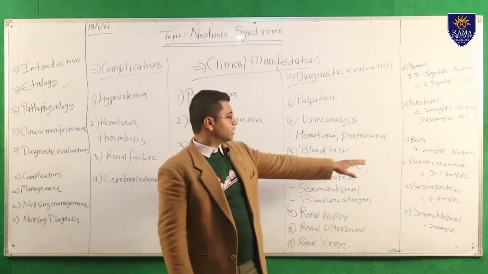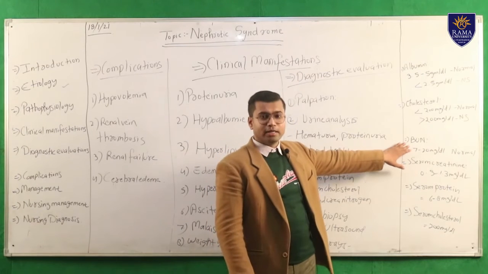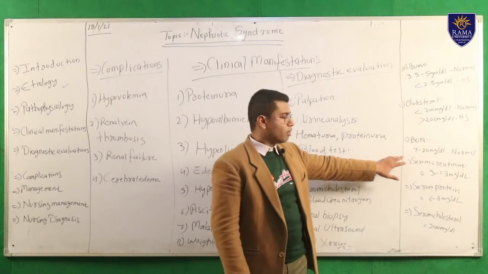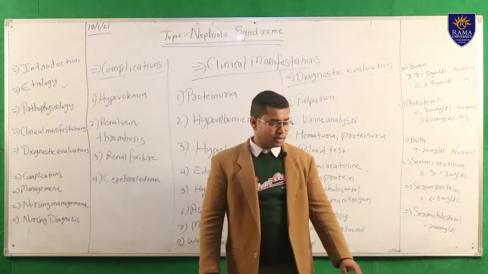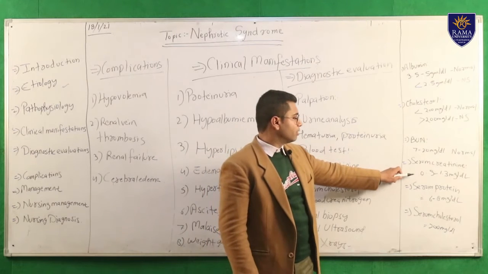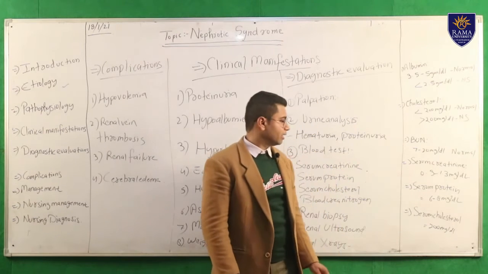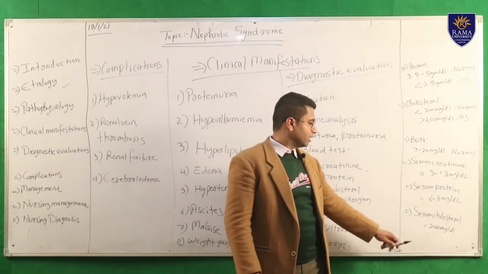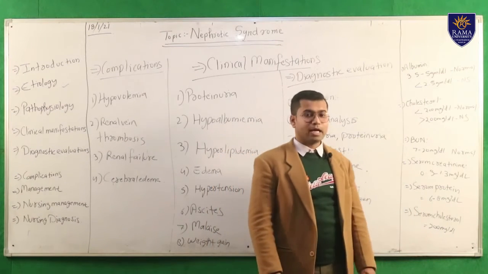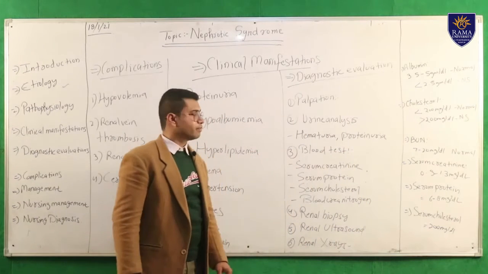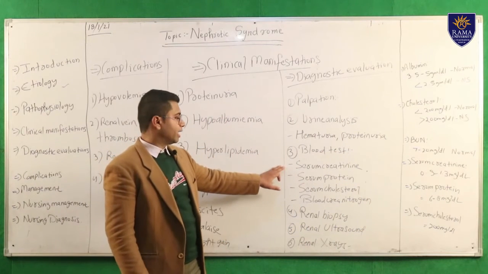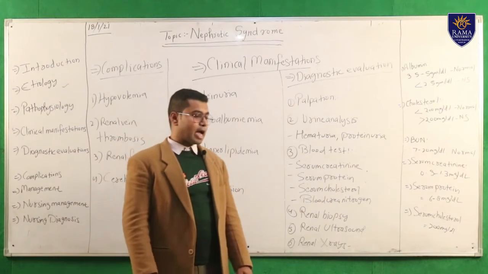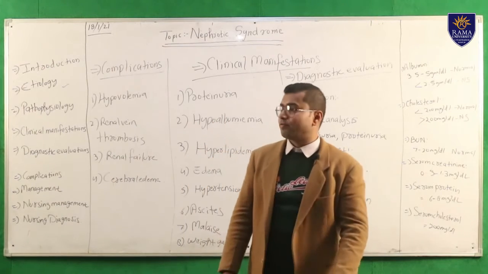Then in the blood test, we will see the normal values. For the BUN, that is blood urea nitrogen, it is 7 to 20 mg per dl. Then serum creatinine normal value is 0.9 to 1.3 mg per dl. Serum protein normal value is 6 to 8 mg per dl. Serum cholesterol level is up to 200 mg per dl. But here in the blood test we will find an increased amount of serum creatinine, serum protein, serum cholesterol, and blood urea nitrogen. So these are the diagnostic evaluations which we can go for in nephrotic syndrome.